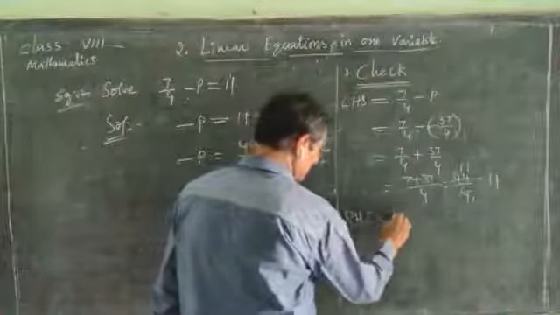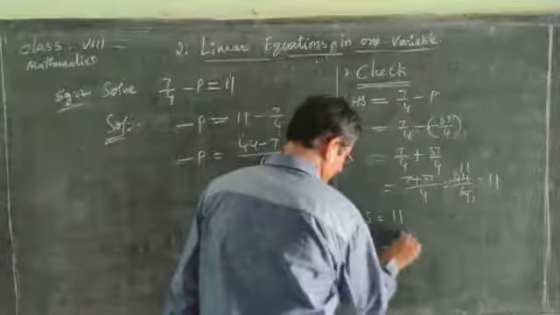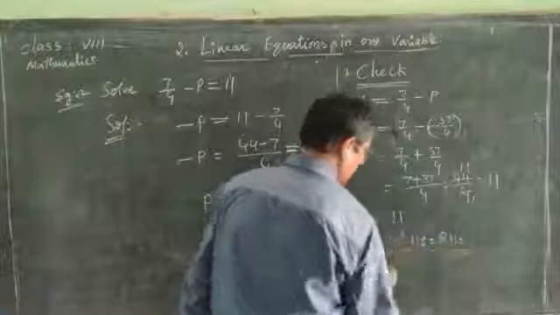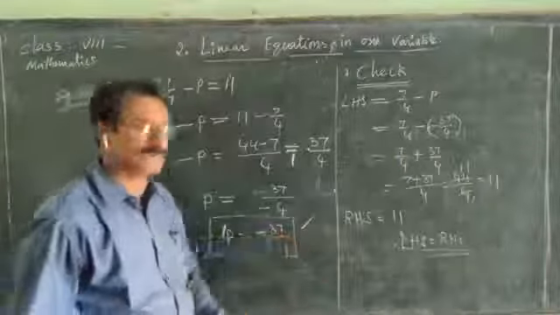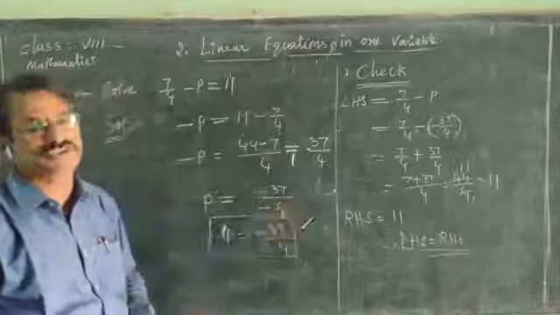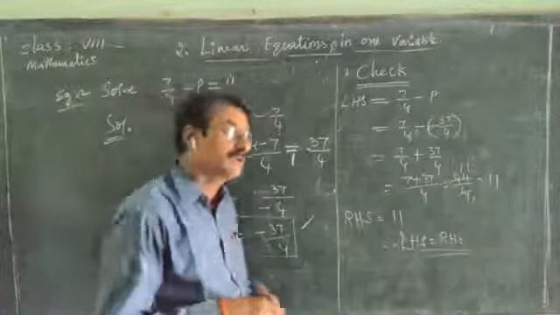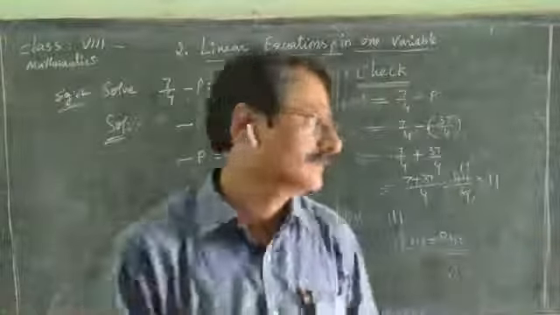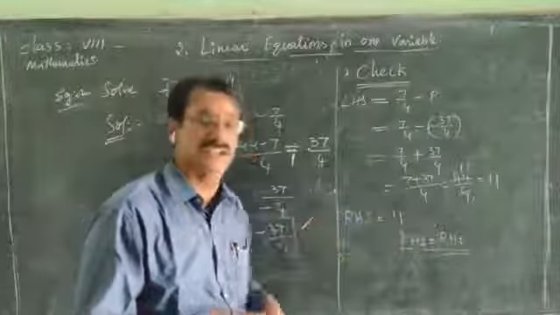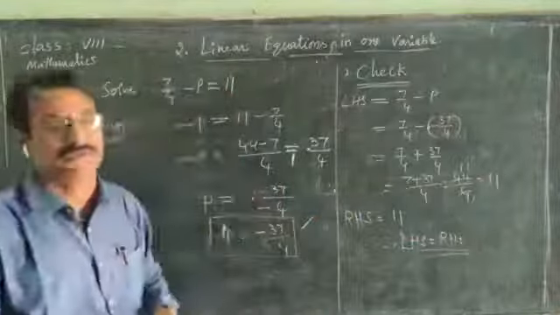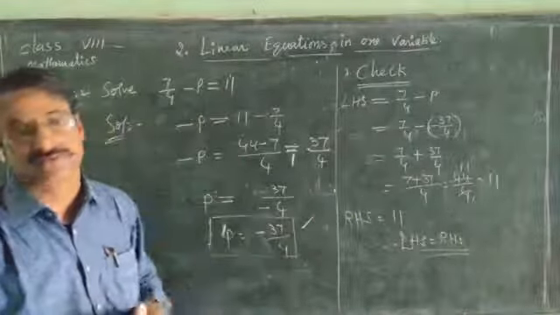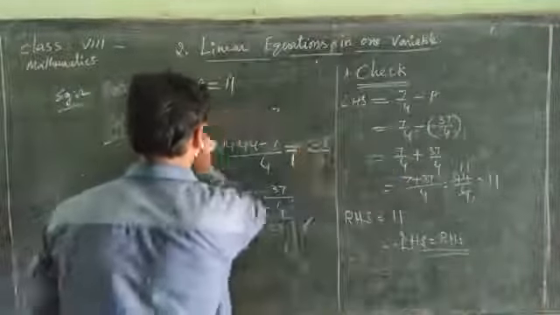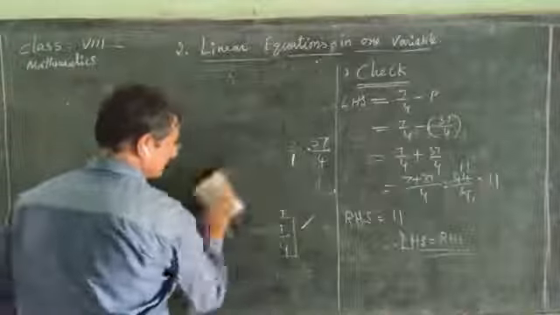RHS is also given as 11. Therefore, LHS equals RHS. It makes both LHS equal to RHS, so it is called a solution. Which value, when substituted in the equation, makes LHS equal to RHS, that is called a solution of the equation or root of the equation.